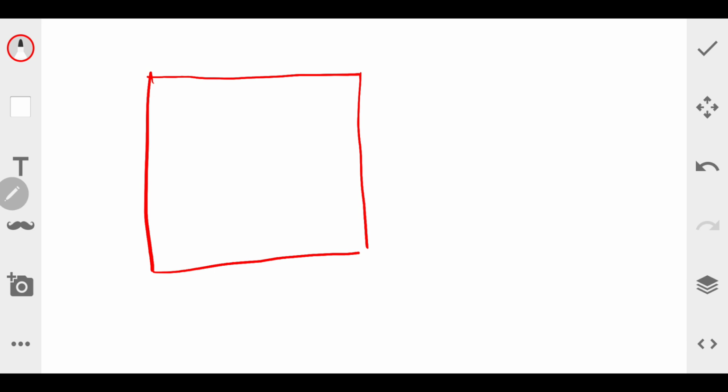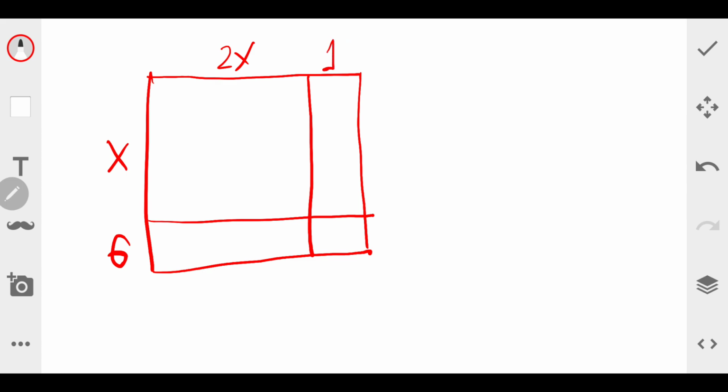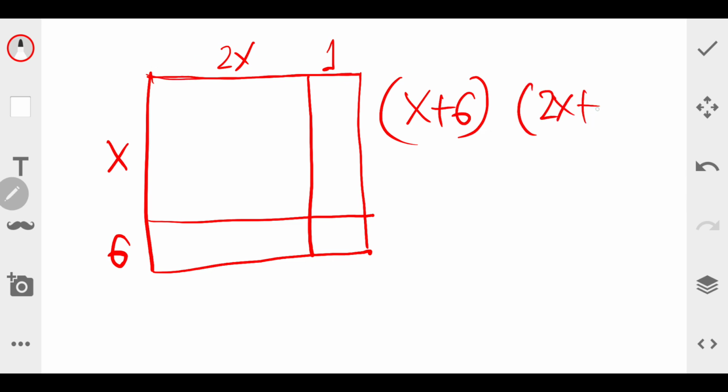Okay, so let's draw a rectangle. So we have, let's say this is x, this is 2x, this is 6, and let's say this is 1. What do you think about the two expressions that we can get from here? Let's forget about the FOIL. We're not going to focus on FOIL for now. Just think about the two expressions. So one side you can see is x plus 6. And another side is 2x plus 1.